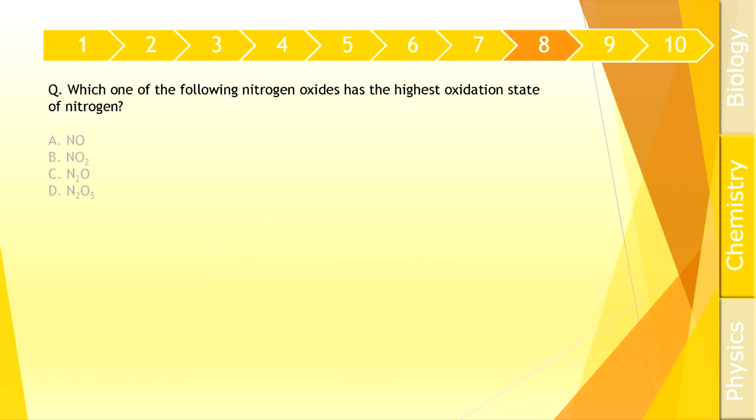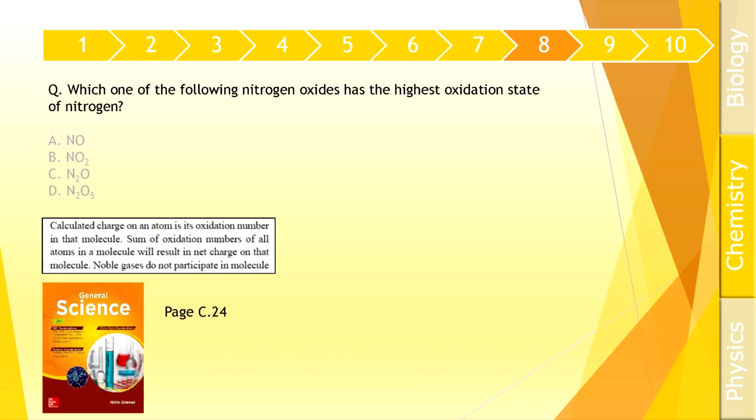Now we are on question 8. The question is about oxidation states. In the book I have explained that the sum of oxidation states of all atoms in a species will be the total charge on that particular molecule. As all these options are electrically neutral, the sum of all oxidation states must be 0 for all of these. I have also explained in the book that the oxidation state of oxygen is almost always -2.